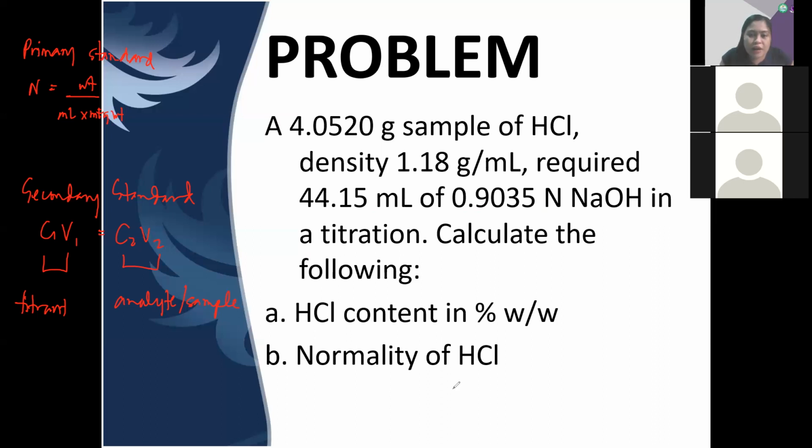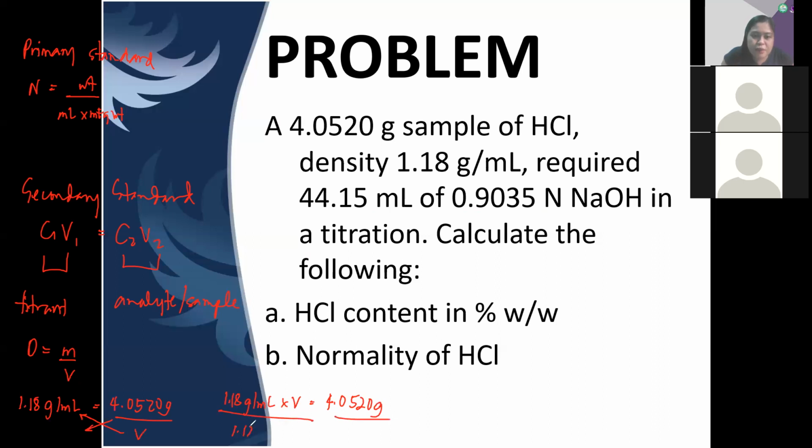Okay? So ang gagawin ninyo, remember density is equal to mass over volume. Density here is 1.18 grams per ml. The mass is 4.0520 grams. And then you are looking for the volume. Cross multiply, we will have 1.18 grams per ml times the volume equals 4.0520 grams. So divide both sides with the 1.18 grams per ml.